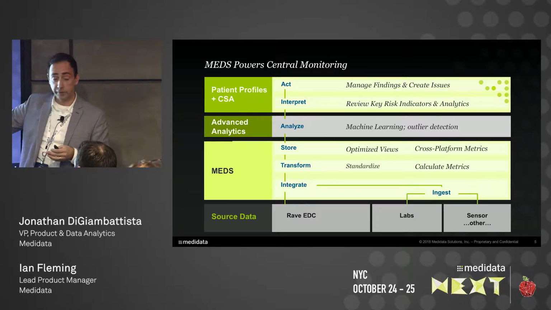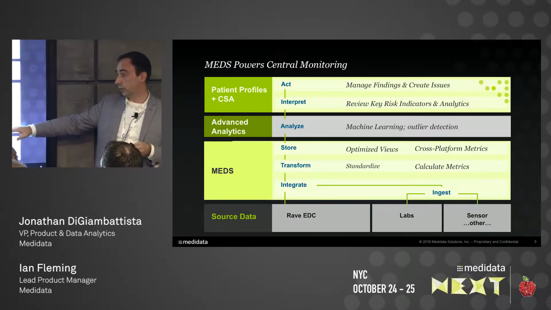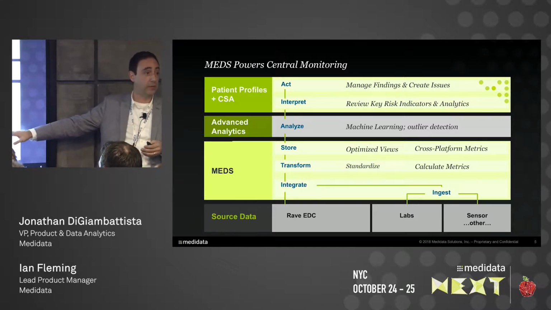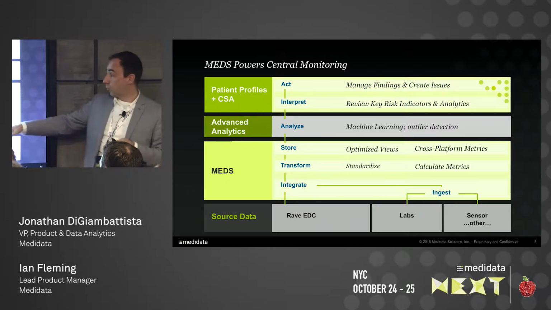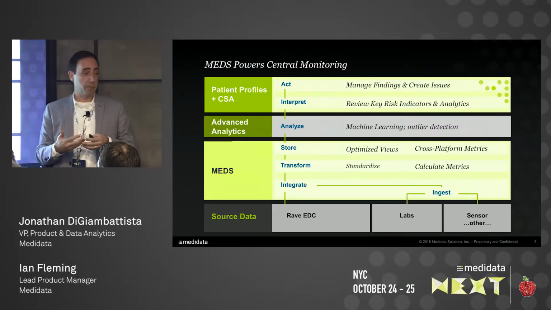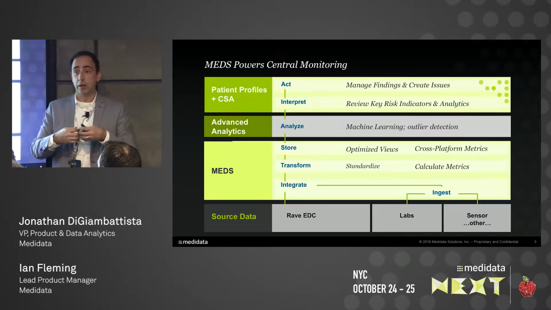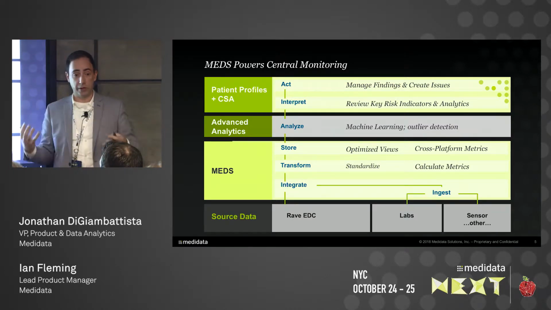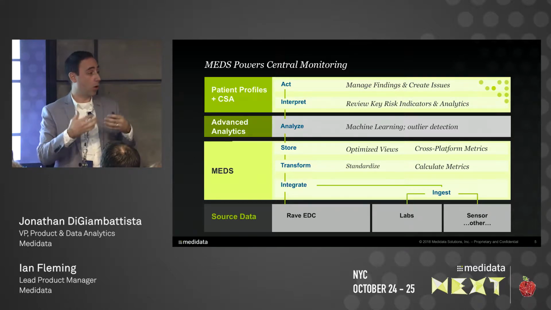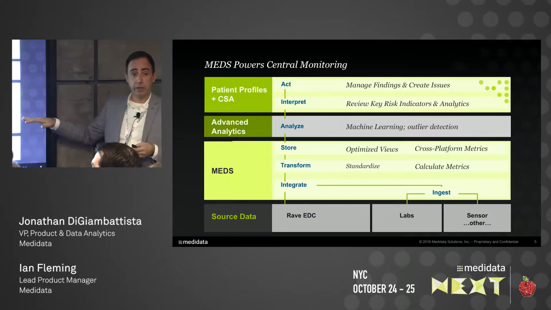We also have labs data, sensor data, other data that we have ingestion capabilities for. We currently have some prototype and alpha versions of ingestion capabilities around labs, sensor data, non-Rave EDC data. And we're bringing that data in and integrating it back into what's coming from the EDC. So you have your labs data, you have your EDC information, and that is all in a normalized data structure within MEDS for analysis.